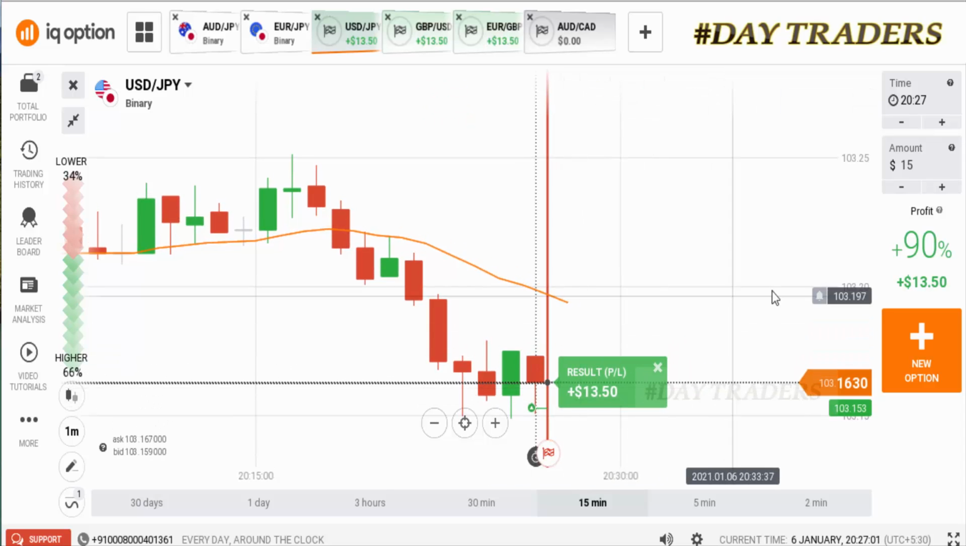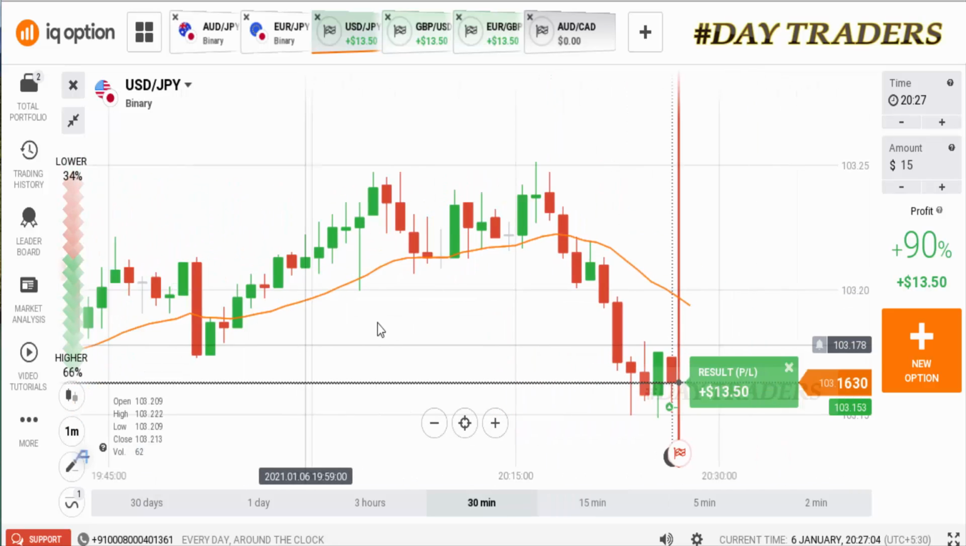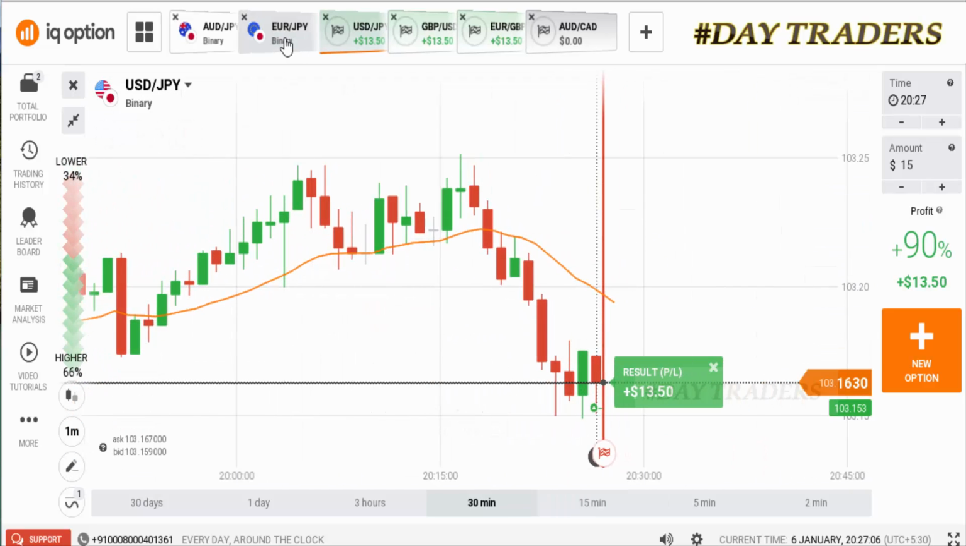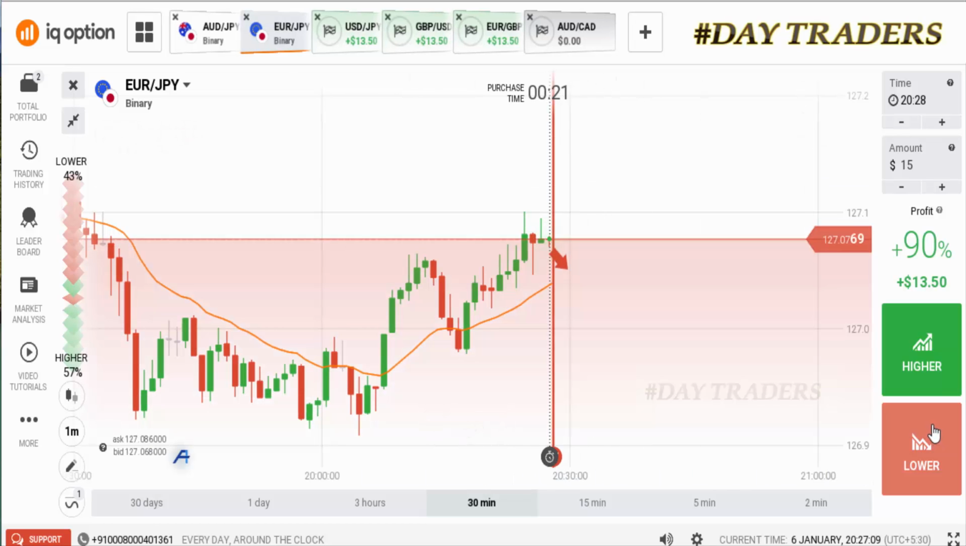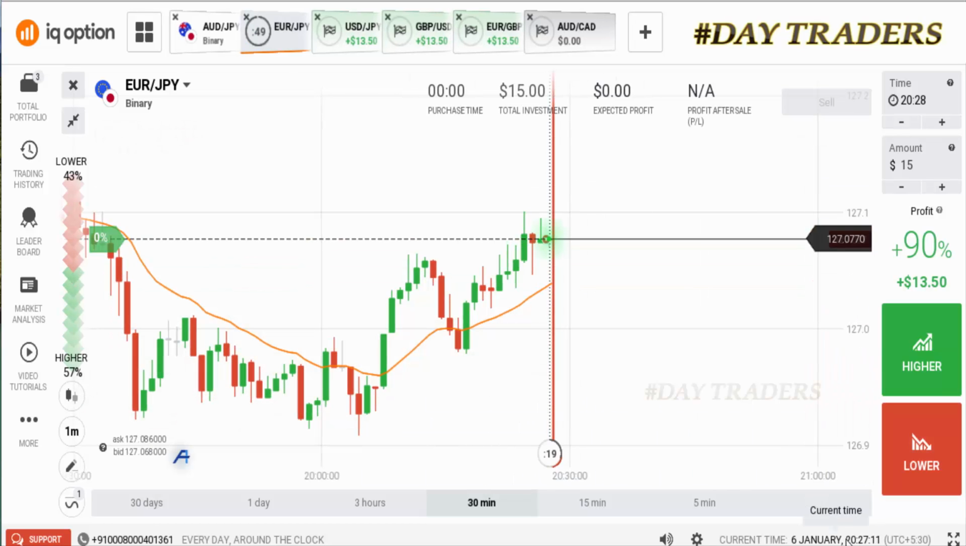Okay, you can see this is also a rejection, and this is also a winning trade. Let's check the next pair. Okay, we'll place a lower option. It's a 50-50 chance.